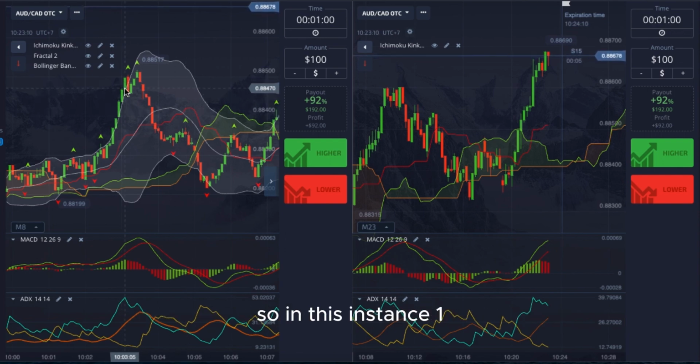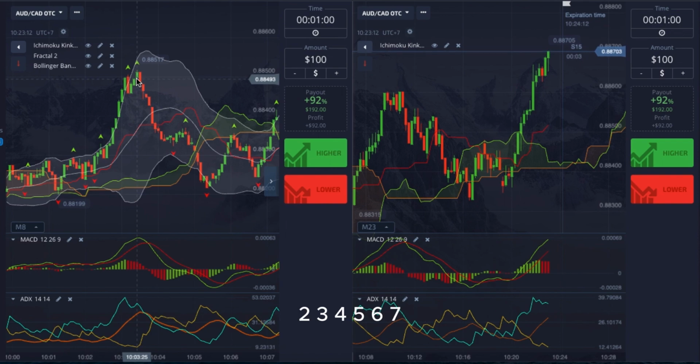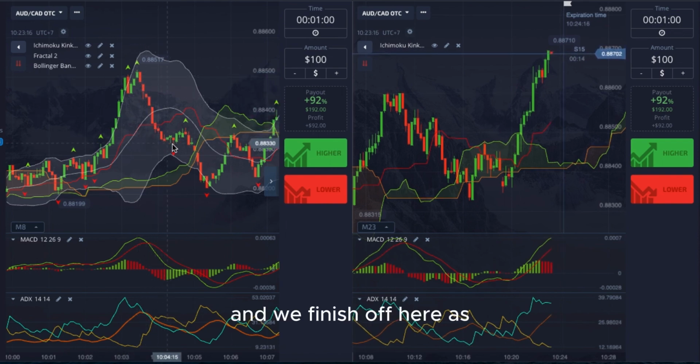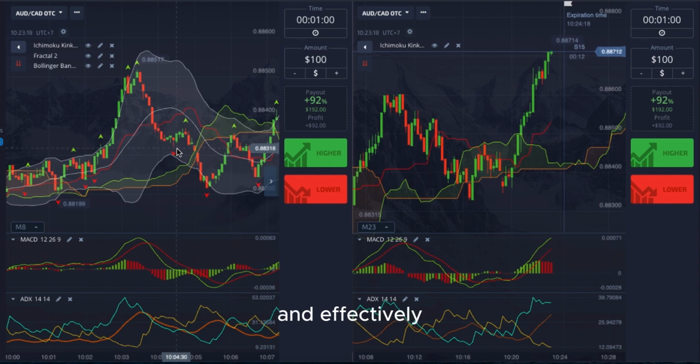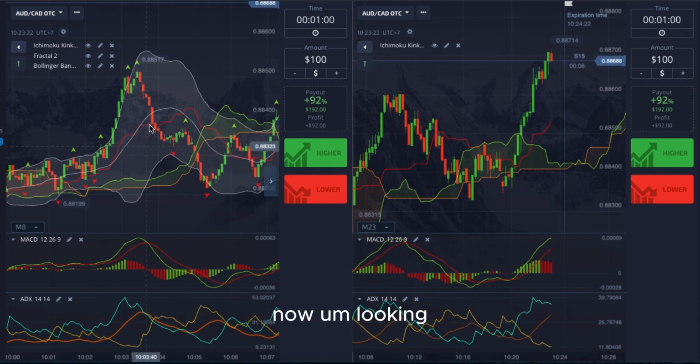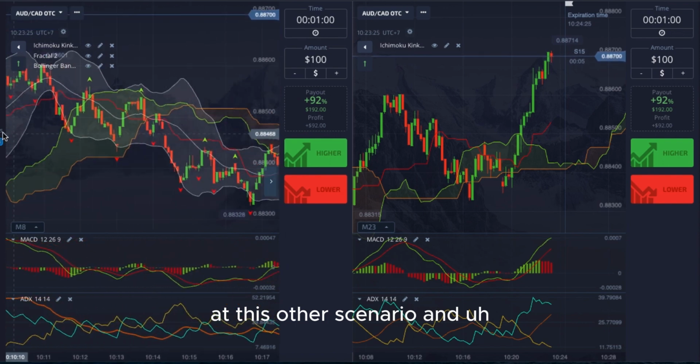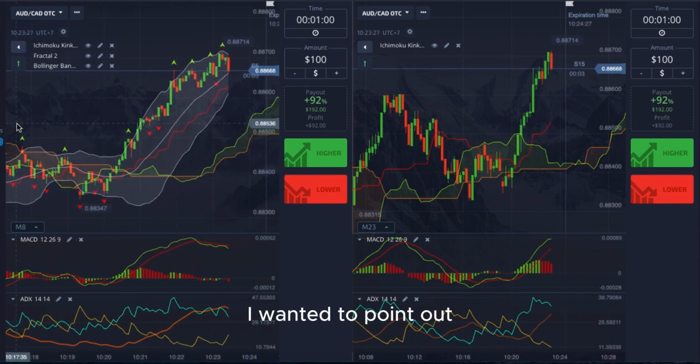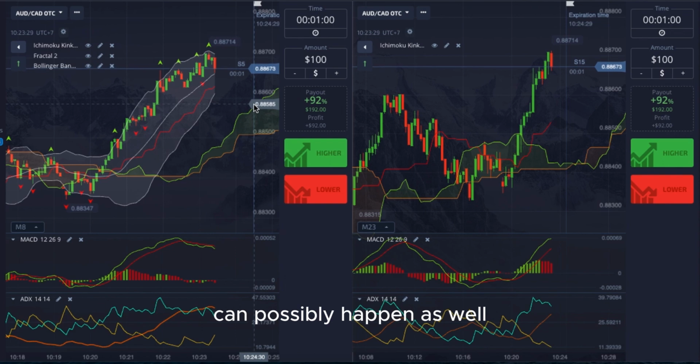So in this instance, 1, 2, 3, 4, 5, 6, 7, 8, 9, 10, 11, 12. And we finish off here, and still very nice. And effectively, we capture the biggest part of the movement. Now, looking at this other scenario, and I wanted to point out that something else can possibly happen as well.